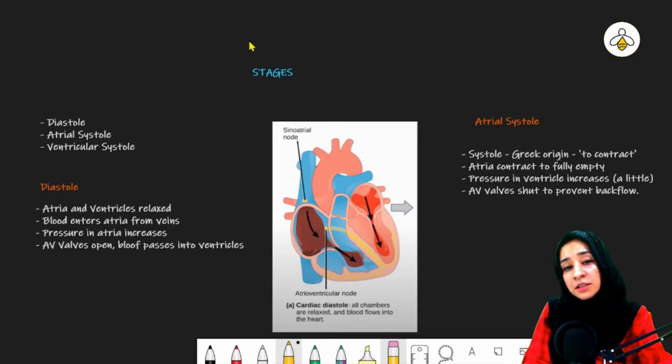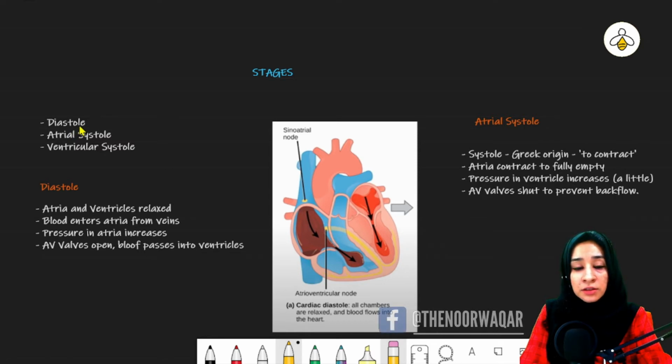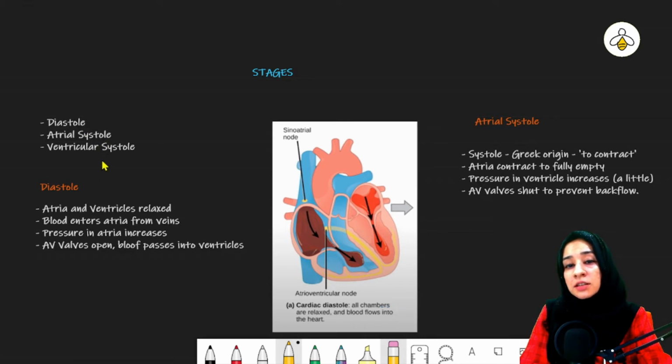So now comes the stages of the cardiac cycle. As we've discussed before, there are three stages: diastole, atrial systole, and ventricle systole. The first thing, the pronunciation of these three words. Diastole. It's not diastole. That is a wrong pronunciation. Most of us pronounce it wrong. Therefore, it is diastole and systole because it is originated from Greek language. That is why their pronunciation is like that. Okay? So one by one, we are going to discuss all of these three stages in detail.